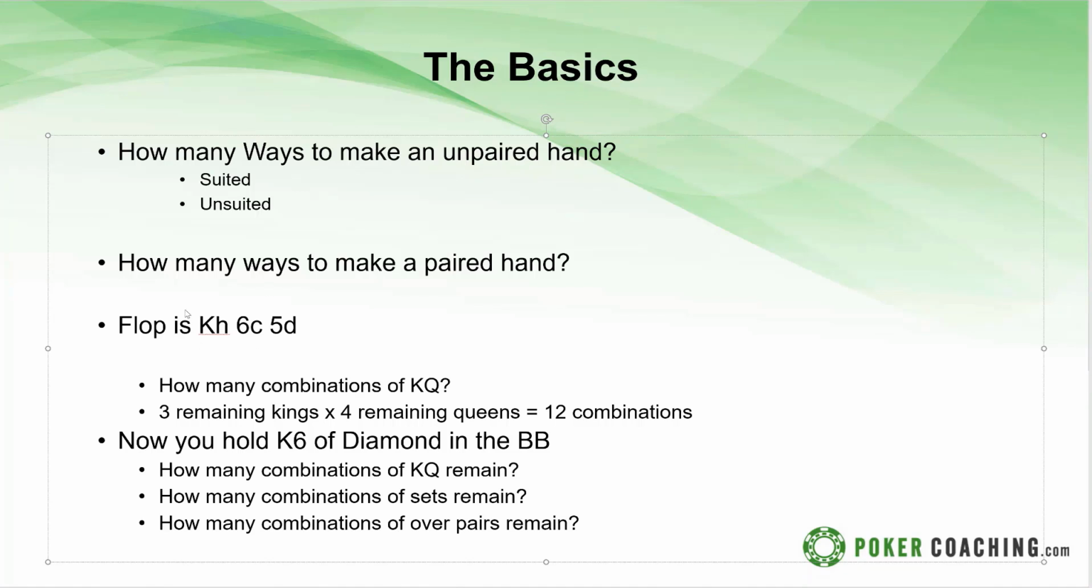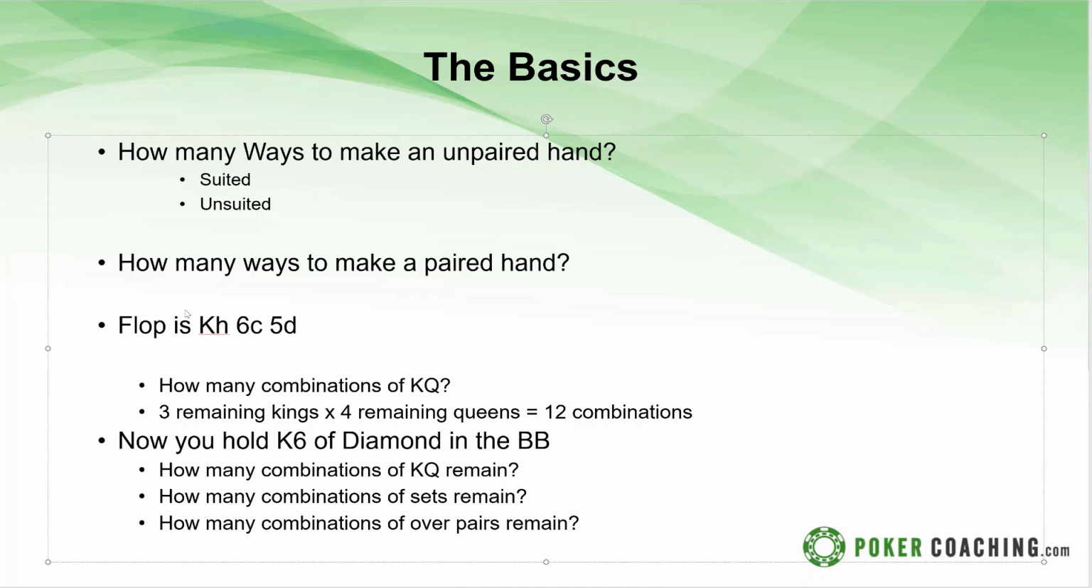So pocket kings. There's 1 combination left of pocket kings, right? We have the king of diamonds in our hand. The king of hearts is on the board. The only combination of pocket kings left is the king of clubs and the king of spades. So we have 1 combination of pocket kings. How about pocket sixes? Well, it's the same situation as kings. There's only 1 combination of pocket sixes left. The 6 of clubs is gone. The 6 of diamonds is gone. So there's the 6 of hearts and the 6 of spades. So we have 1 combination of pocket sixes.